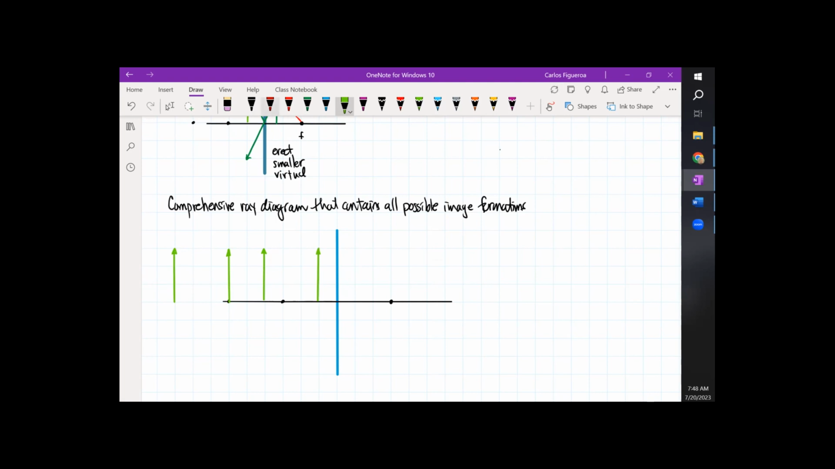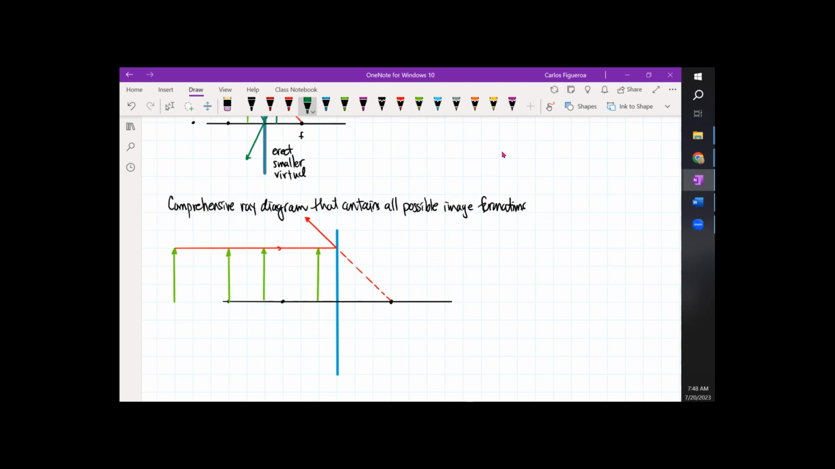Okay, so let's look at the first one. So the first one is ray number 1. So it comes this way. And it does so for every single ray. And then I follow it backwards. That ray never changes.